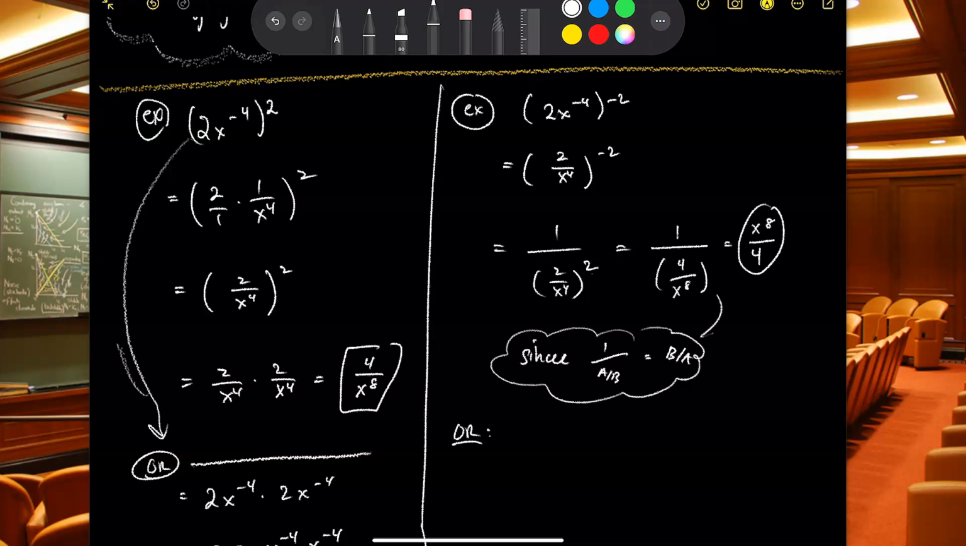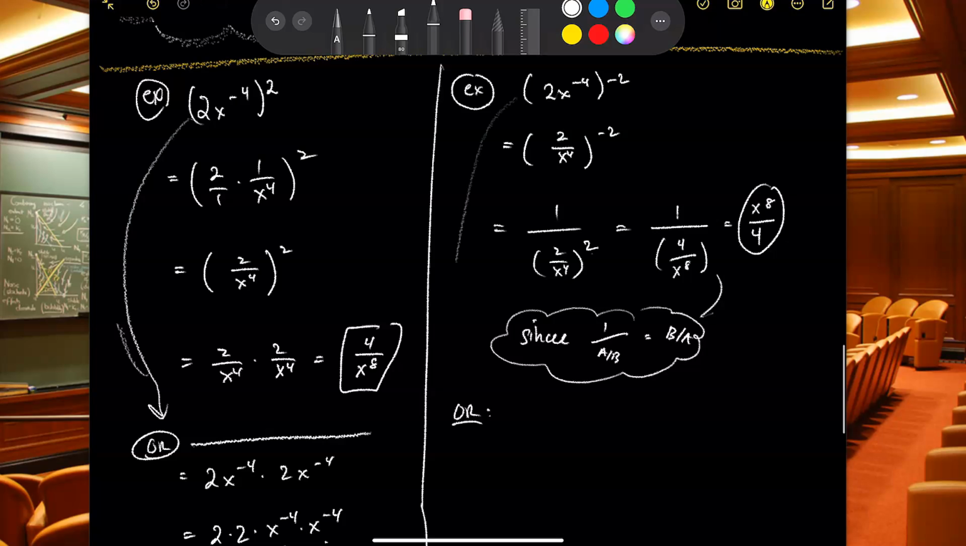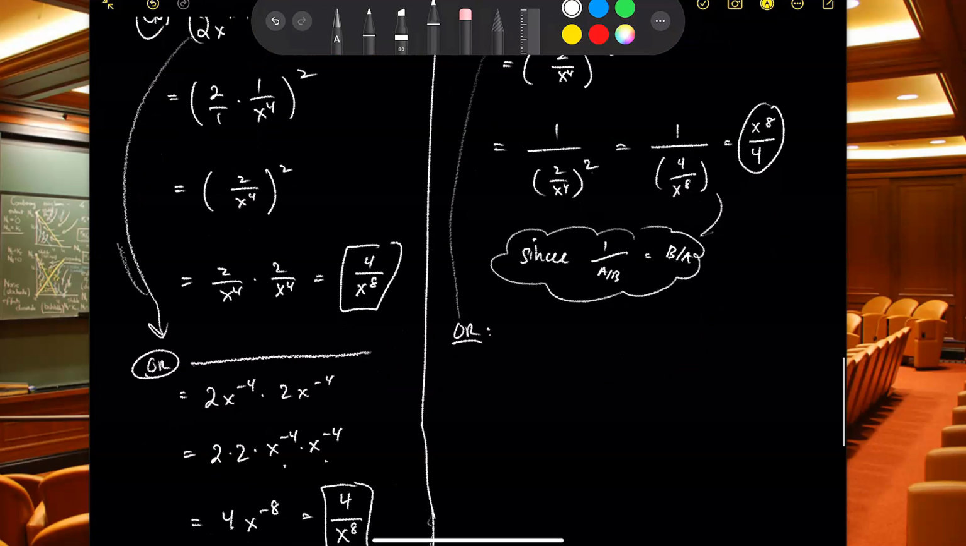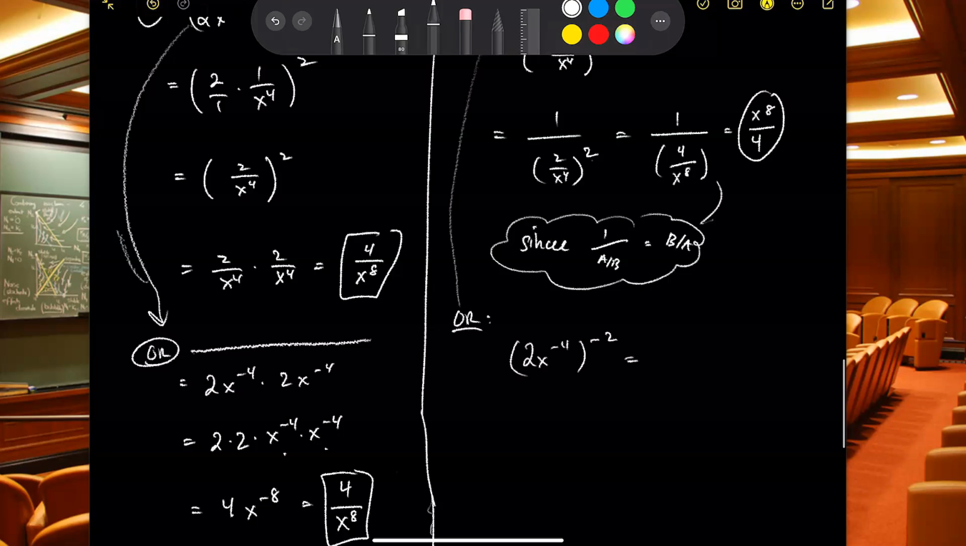Okay, or, and I know I'm going through these quickly, but I'm hoping that you will pause and take time to reflect on each of these things before moving on. So, another way you could think about this is you could start on the outside and say, all right, this is really 1 over this whole thing squared.